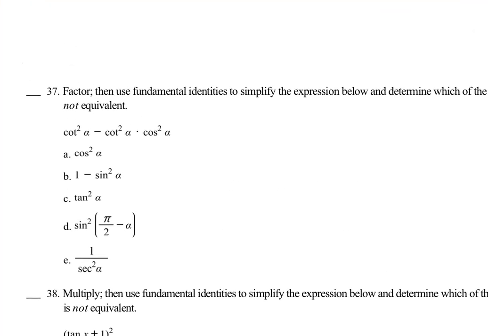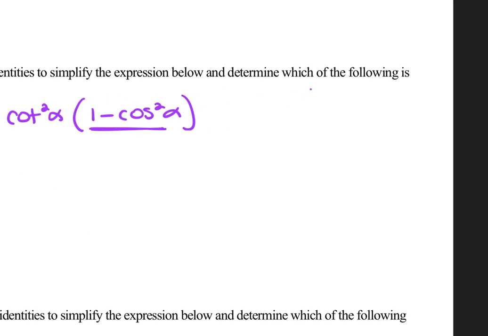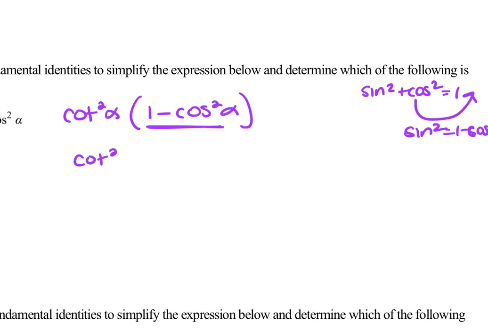All right, so 37, the goal here, well, it even says factor, and then use the fundamental identities. So they both have a cotangent squared. If I take that out, it would be cotangent squared times 1 minus cosine squared. And then 1 minus cosine squared goes to sine squared plus cosine squared equals 1, so 1 minus cosine squared is sine squared. So I'd get cotangent squared times sine squared.